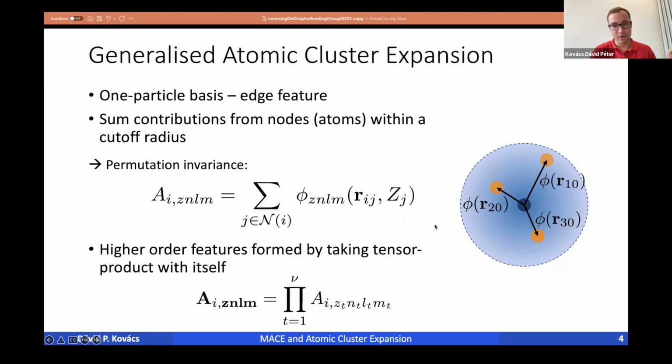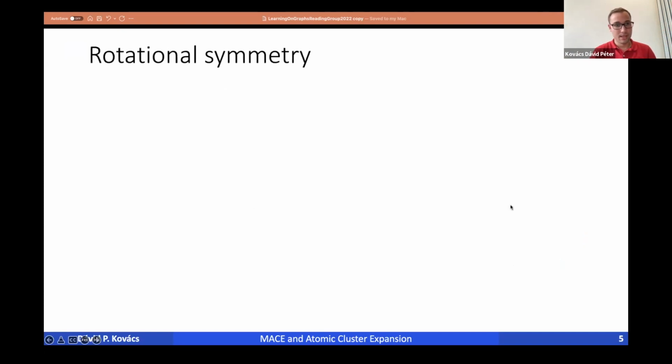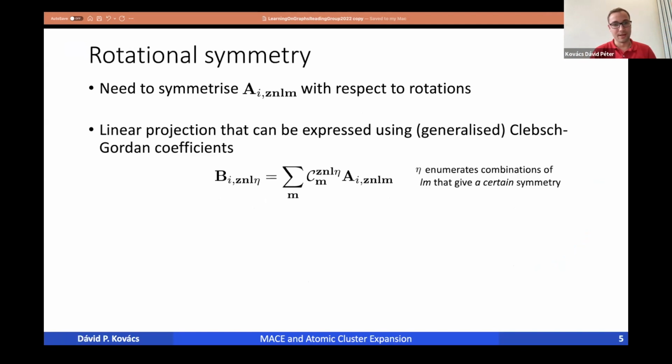You sum over the neighbors, and then you form the full tensor product basis function. Okay, and this will be kind of nu body, or nu plus one body, because you count the central atom. And then you do rotational symmetry just by doing a projection using these Clebsch-Gordan coefficients into a symmetric subspace. And that is these B basis functions. So this is really the ACE construction.